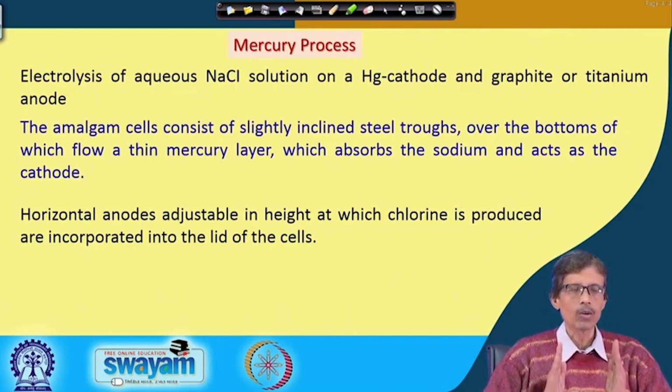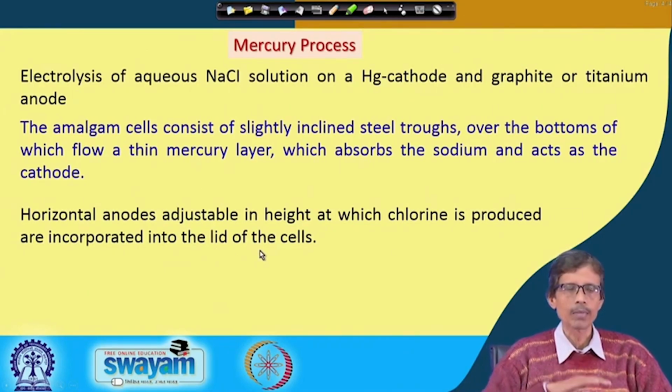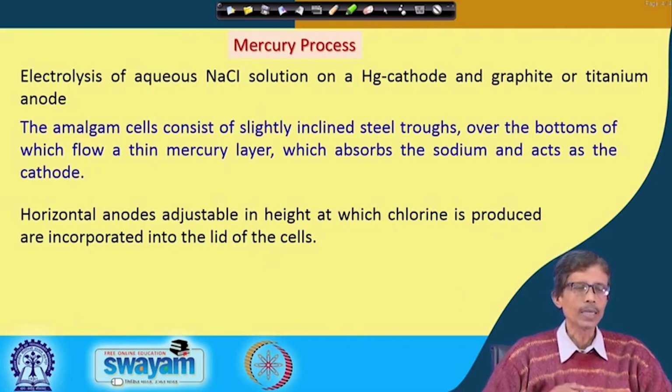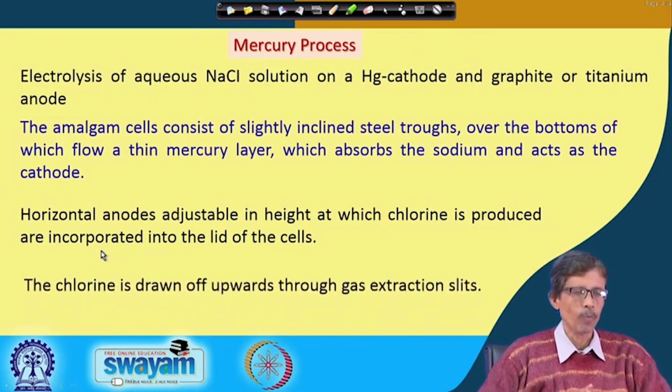And then we have the horizontal anodes. Not vertical anodes, but horizontal anodes, adjustable in height, because you can adjust the height within the chamber, as you can have a large pool of the product, sodium hydroxide, within the chamber. You should also allow the passage of chlorine, that is, the accumulation of chlorine gas inside the chamber, and these are incorporated into the lid of the cell. The horizontal anodes are attached to that lid, because the electrical connection through the lid is also useful.